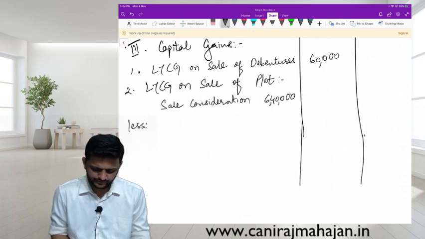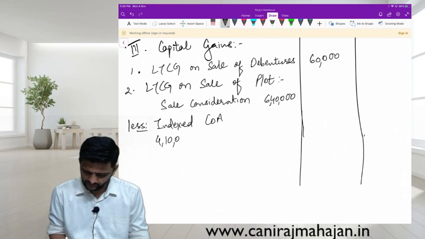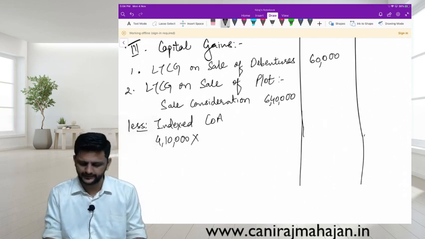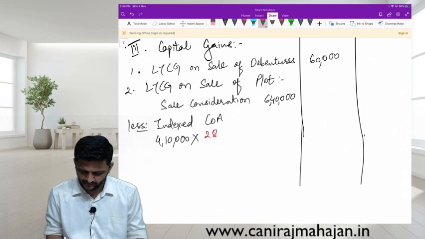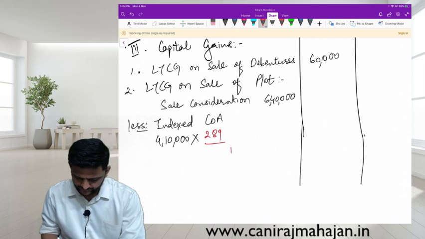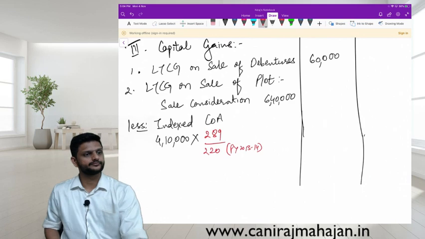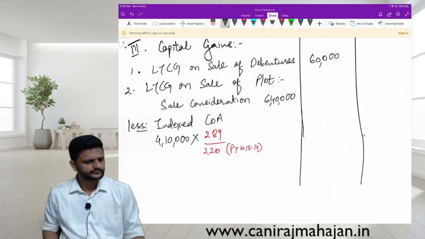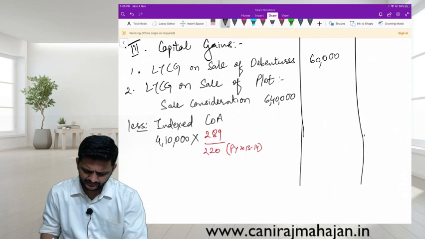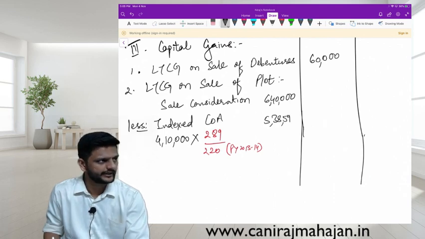Less indexed cost of acquisition. How much was the original cost of acquisition? 4,10,000 into 289. Which year have they taken? 13-14. So I'll write on the PY 13-14. CIR is how much? 220. 220. Okay, so it is how much? 5 lakh 38,590. 591.